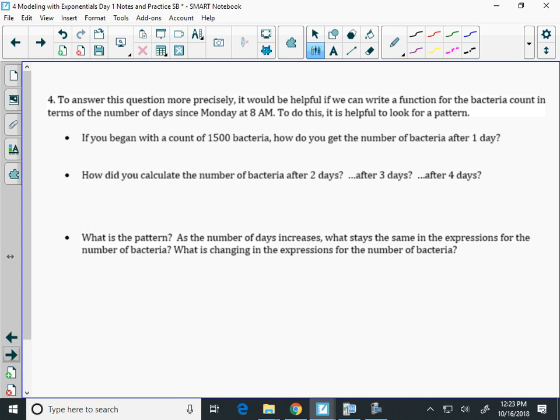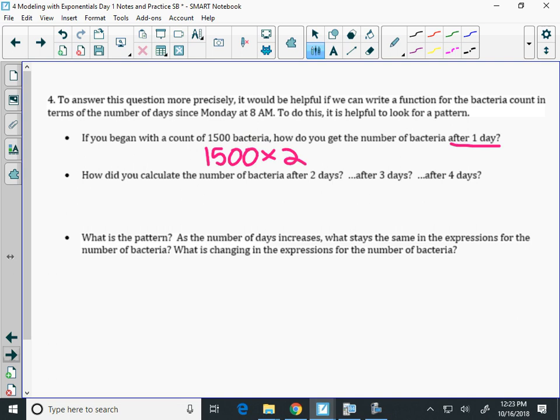So to be more precise, it'd be helpful if you had a function or an equation to actually count the bacteria. So let's do this, write an equation after we discover a pattern. So first, if we started with a count of 1,500 bacteria on Monday, how did we get the bacteria on Tuesday after 1 day? What did we do? Multiplied it by 2. So we took 1,500 times 2. That gave us the 3,000 bacteria that were on Tuesday.